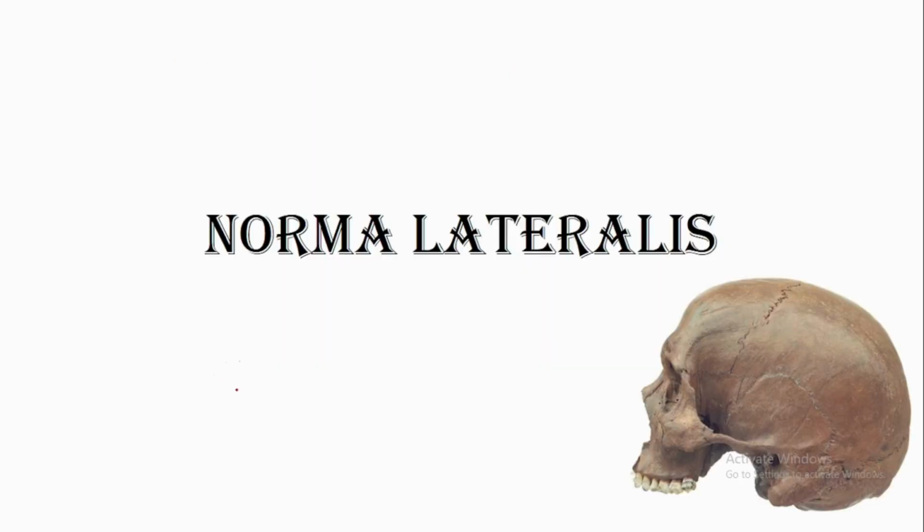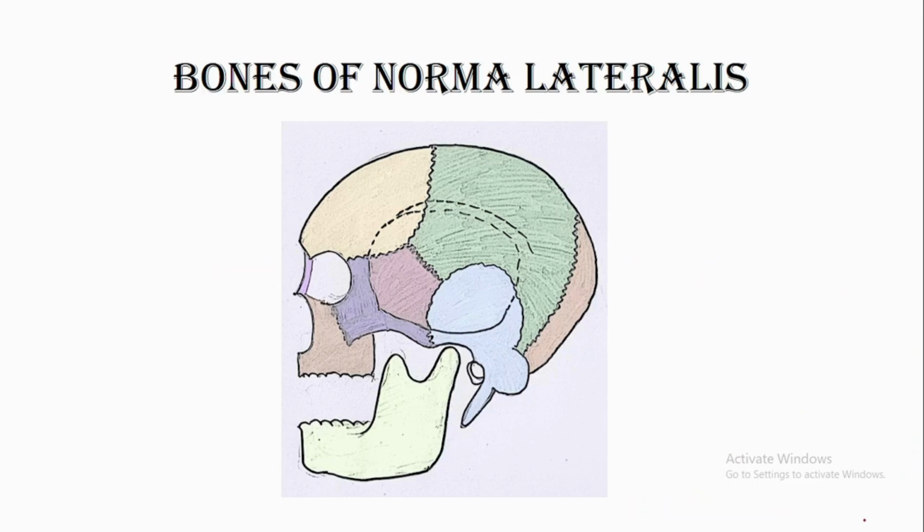Hello everyone. In today's video, we are going to learn norma lateralis, that is the lateral view of the skull. So first of all, we'll see what all bones are present in norma lateralis. Starting from the anterior portion, this bone here is the frontal bone.